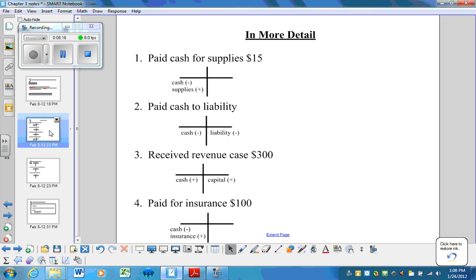Okay, so we're going to do these together. Paid cash for supplies, $15. So that is your transaction right here. To keep track of what's going on, you could use something called a T-chart. Okay, so this is your T-chart here. Anything on the left side is considered your assets, the right side is your liability and capital. So you're buying supplies, so you see how supplies is increasing and cash is decreasing. And they both go on the left-hand side of your T-chart because your assets are on the left side. And if you want, you can write that in there.